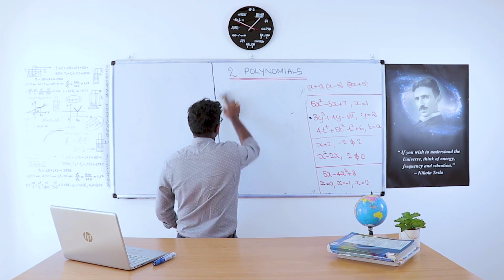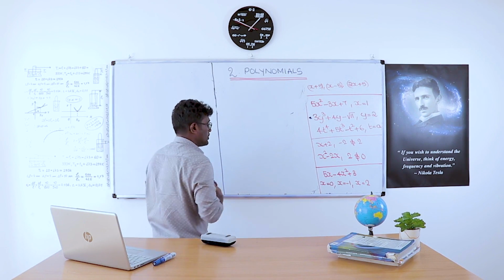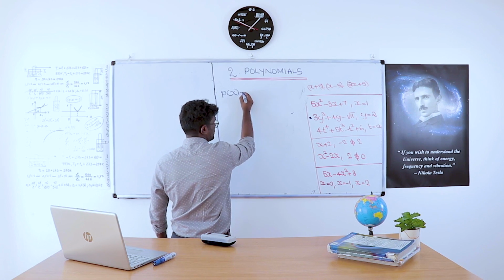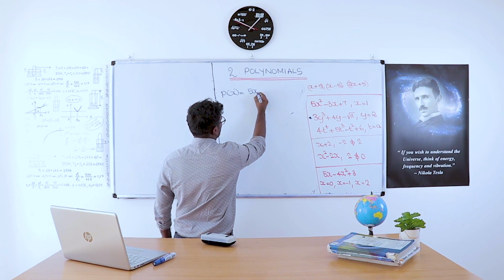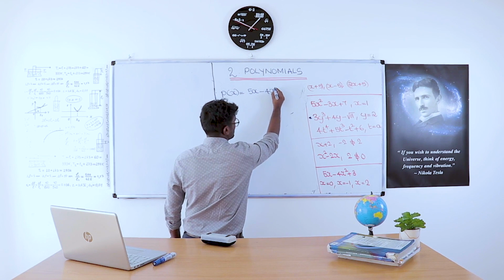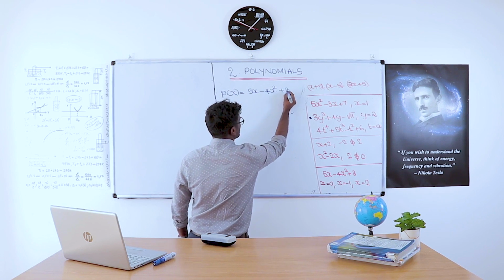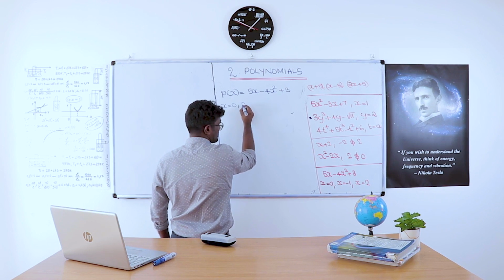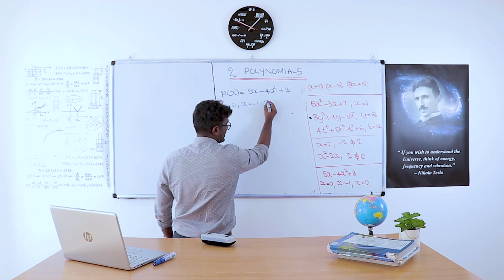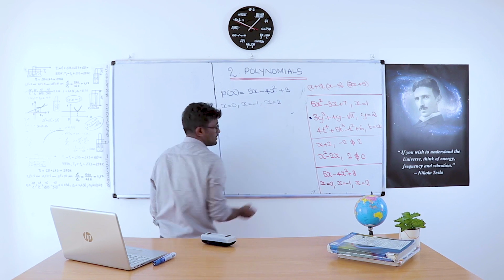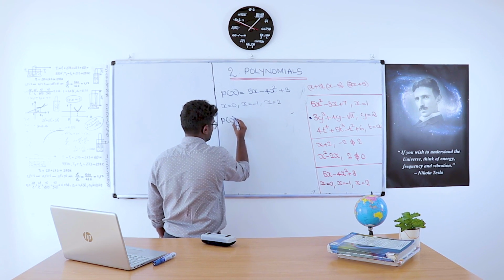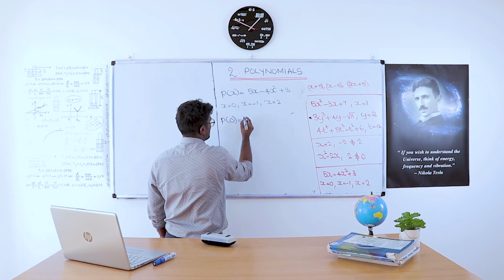So next one, we want to find out the values of a polynomial. P of x is equal to 5x minus 4x square plus 3 at x equal to 0, at x equal to minus 1, at x equal to 2. So one by one we will find. So first we want to find out P of 0. In place of x we will give 0.